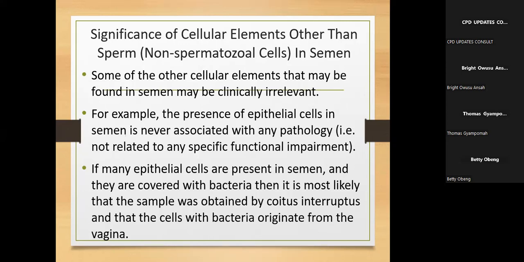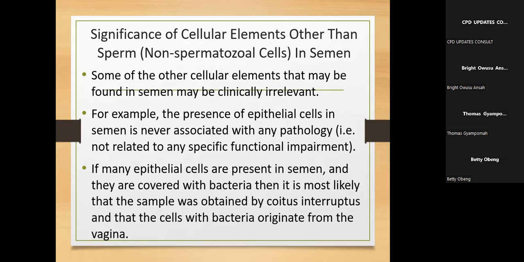If you are saying epithelial cells, you cannot associate it with any pathological condition. All right. If anything at all, especially if the epithelial cells are present with some bacteria also, this could be a strong indication that there was a vaginal contact. So if many epithelial cells are present in semen and they are covered with bacteria, then it is most likely that the sample was obtained by coitus interruptus and that the cells with bacteria originate from the vagina. I hope that point is very well clear.